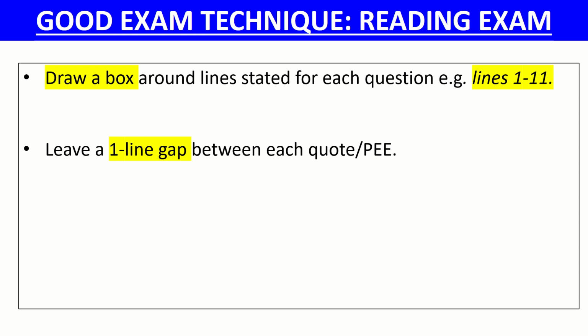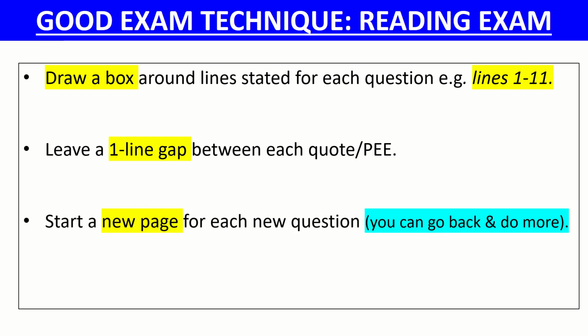When you do a quote, when you explain it, leave a whole line on your A4 and do another one. I would start a new page for each question as well. Even if for question 1 you've only written a little bit, because it's a bullet point question, start a new page for each question. That means if you've got 5 or 10 minutes at the end of the exam, you can go back to your page, go back to question 2, for example, and add 2 or 3 more quotes.